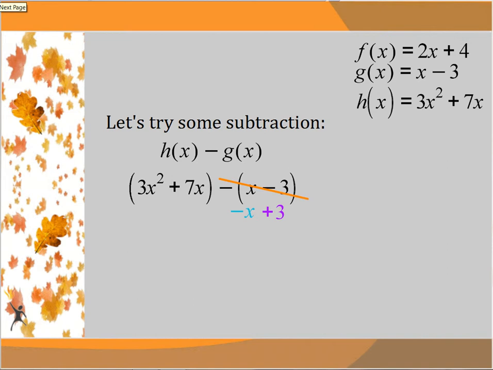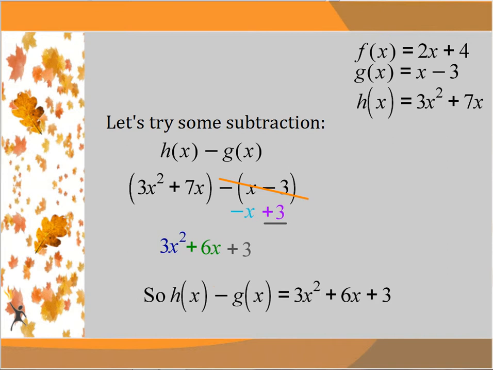Now I can combine like terms. The 3x squared stands alone. I have 7 x's and I'm taking away one of those x's to leave me with 6 x's and a plus 3 on the end. So h of x minus g of x equals 3x squared plus 6x plus 3.